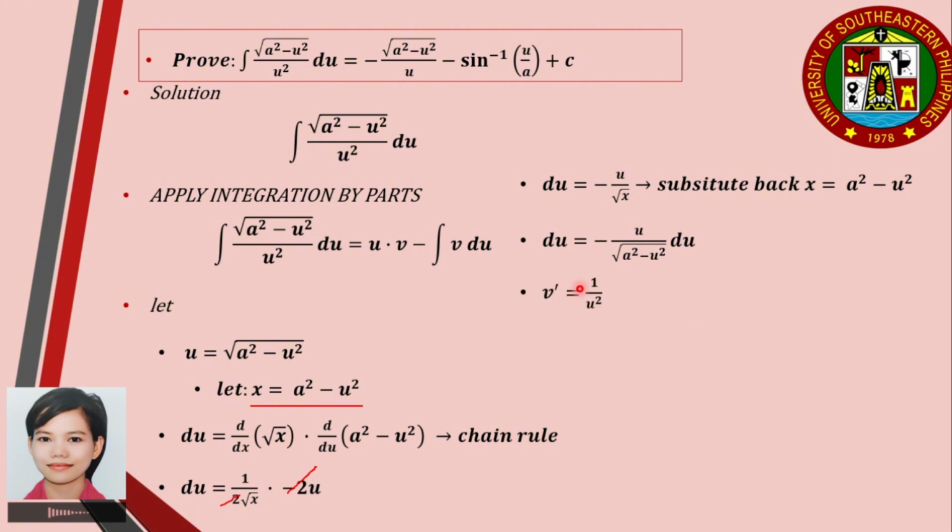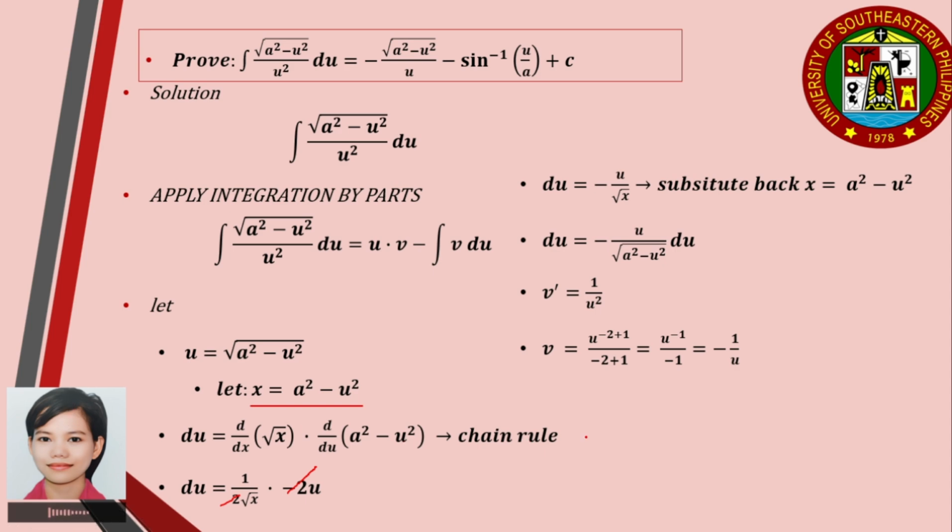Next, we're going to have the v. For the v prime, we have 1 over u squared. So, what is the v from this one? v is equal to u raised to the power of negative 2 plus 1, all over negative 2 plus 1. So, negative 2 plus 1 is, of course, u to the negative 1 all over negative 1. So, our v here is negative 1 over u.